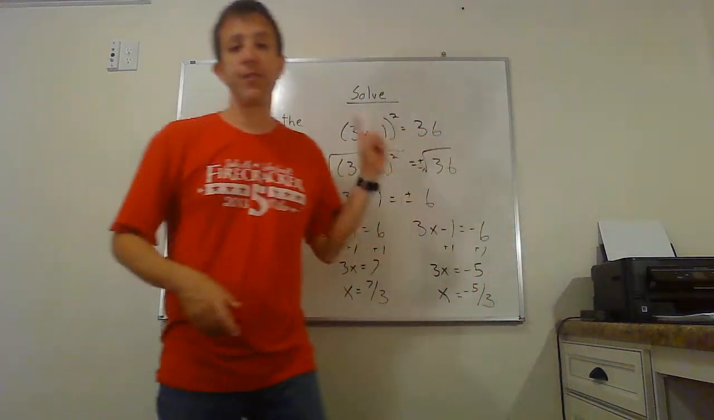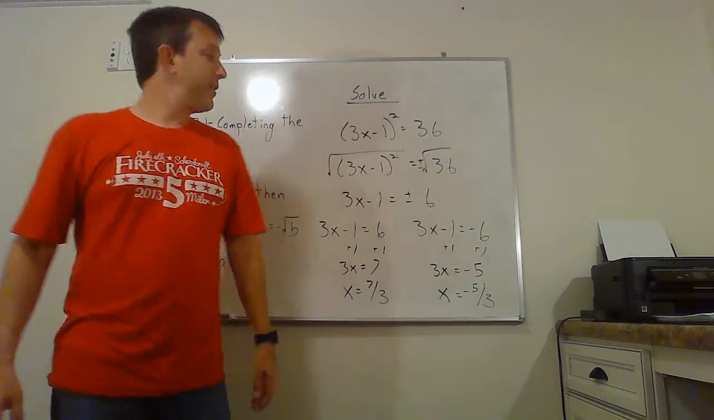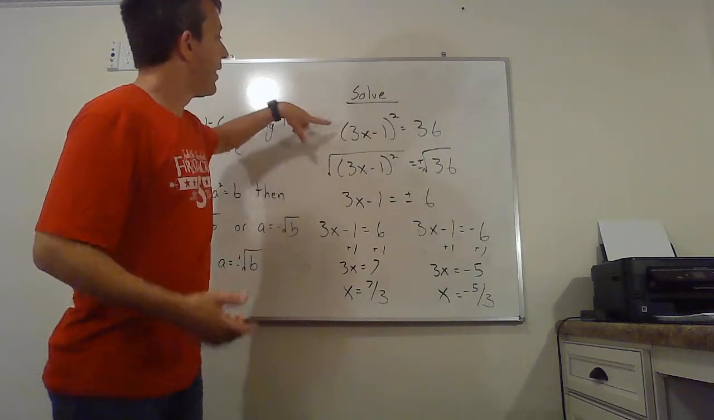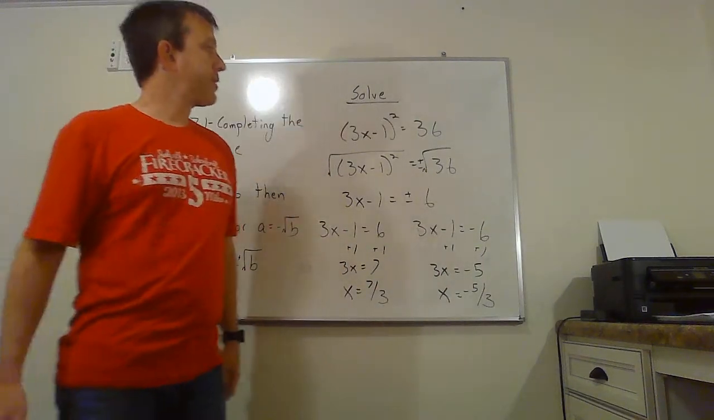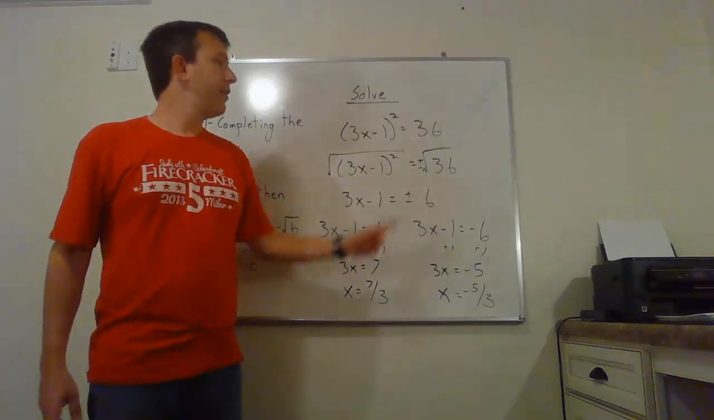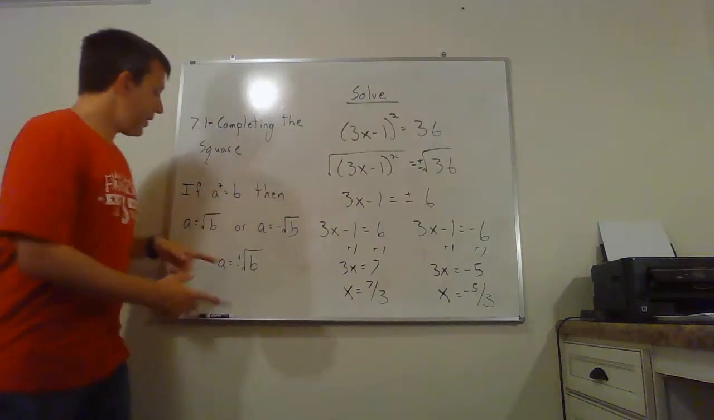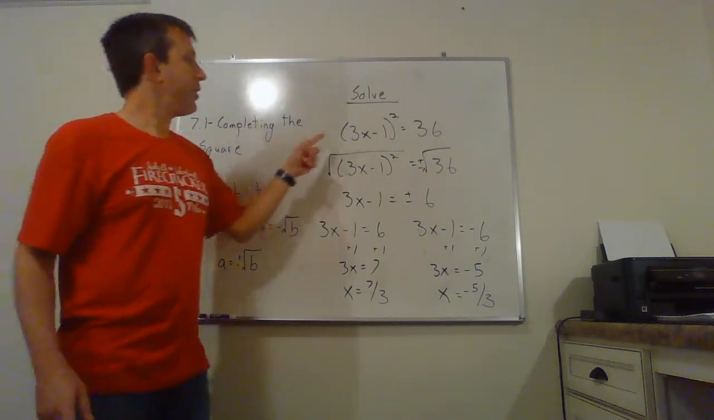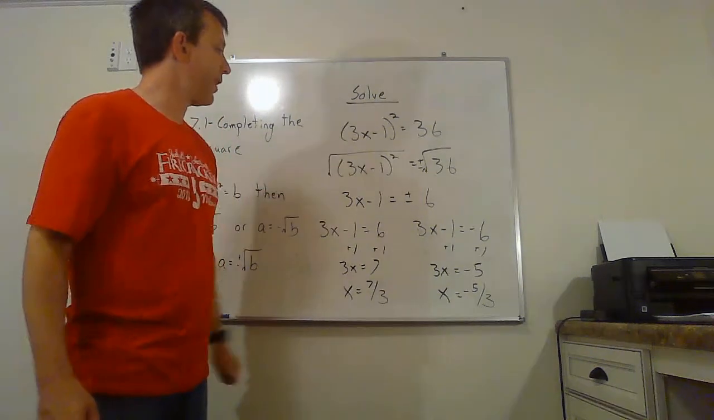All right, so here's my first example. It's a little bit more complicated than x squared is equal to a number, but not too much. I have, in parentheses, 3x minus 1, and then that's all squared equal to 36. So it very much fits what we have over here. We're going to start by taking the square root of both sides.